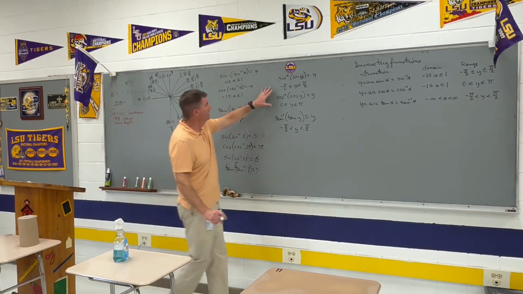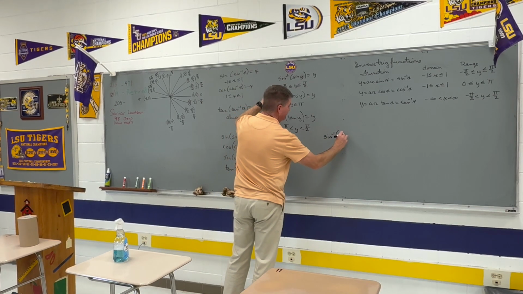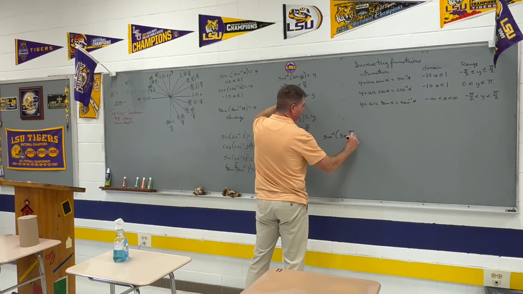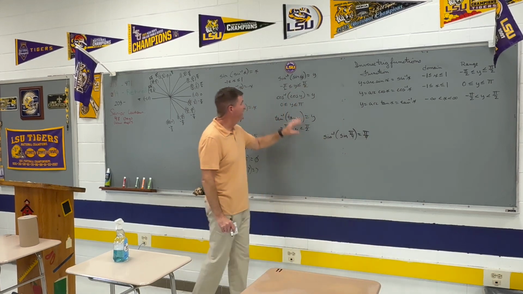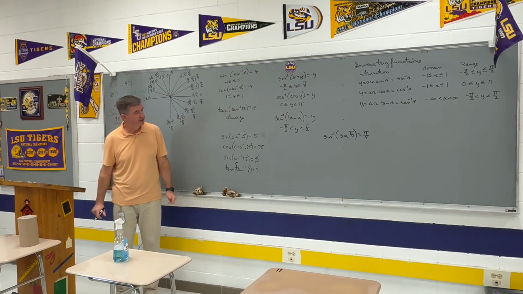And on the other side, if I have the inverse sine of the sine of anything within, so pi over 4, then the answer would be pi over 4. But it has to be within the range.